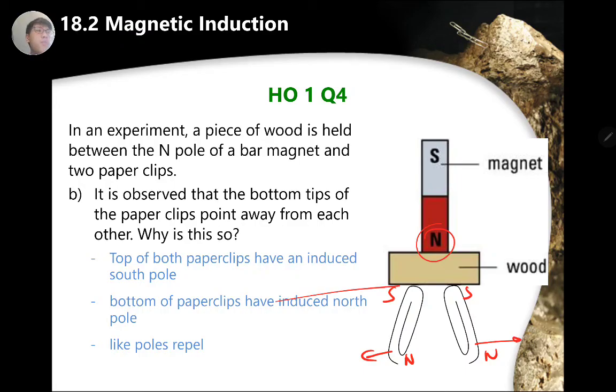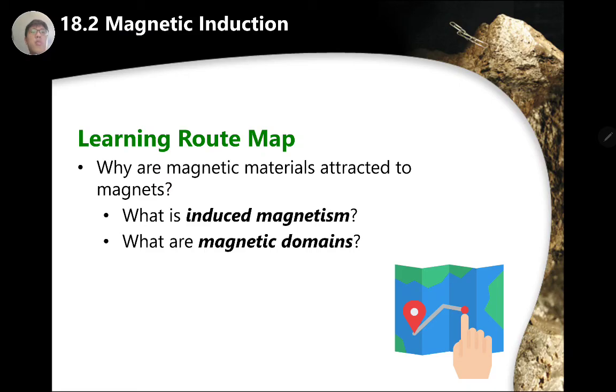Right? Okay, so with that, we've covered why magnetic materials are attracted to magnets. Firstly, what's induced magnetism? Because they become induced magnets, right? But the question is, how does that work? We still want to press a bit further. Why do they become magnets? And we'll answer that in the next video when we talk about what are magnetic domains. See you in the next video.